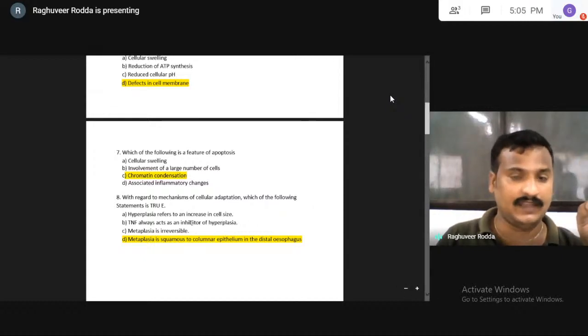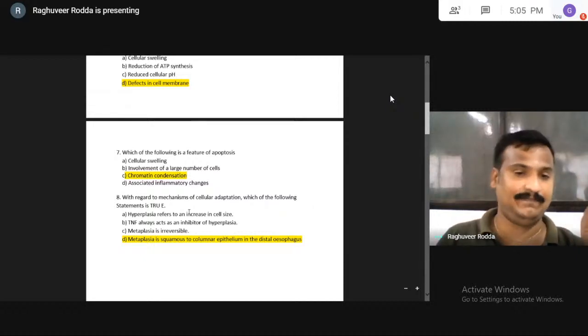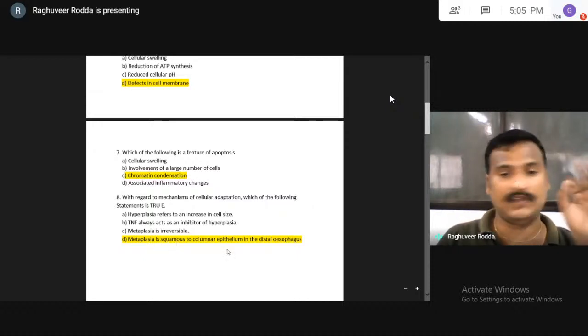And TNF always acts as an inhibitor. It is a cell cycle regulator, and it always activates the cell cycle. Metaplasia is reversible, and it is only squamous to columnar epithelium in the distal esophagus.